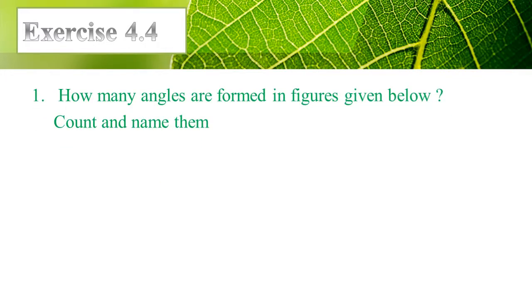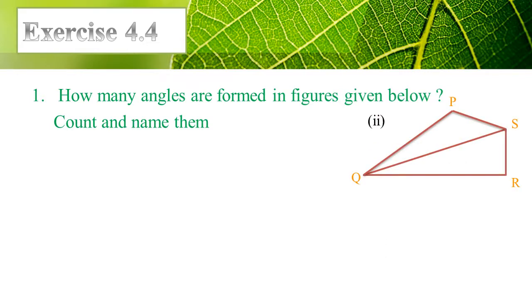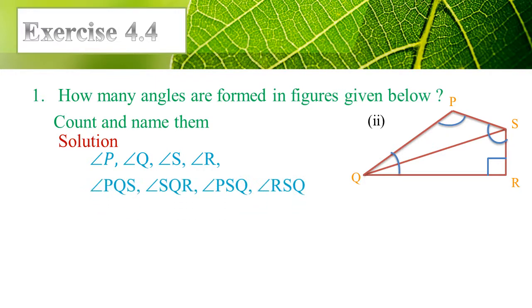Exercise 4.4. First one. How many angles are formed in the figures given below? Count and name them. Look at this picture: P, Q, R, S. Now we are going to write all the angles, isn't it? Yes. Now write all the angles: angle P, angle Q, angle S, angle R. Then we can form angle PQS, angle SQR, angle PSQ, and angle RSQ.